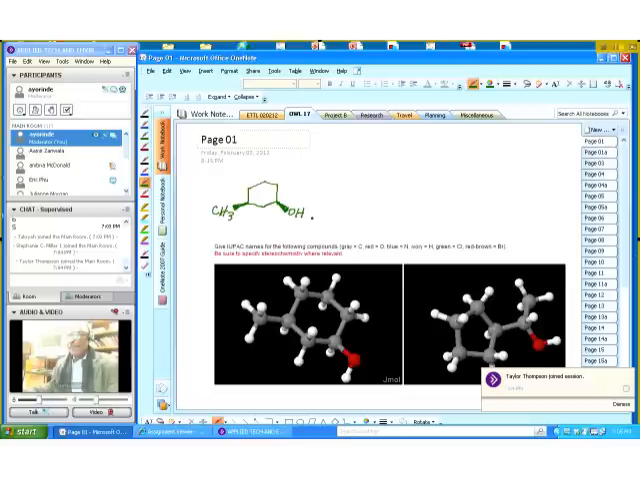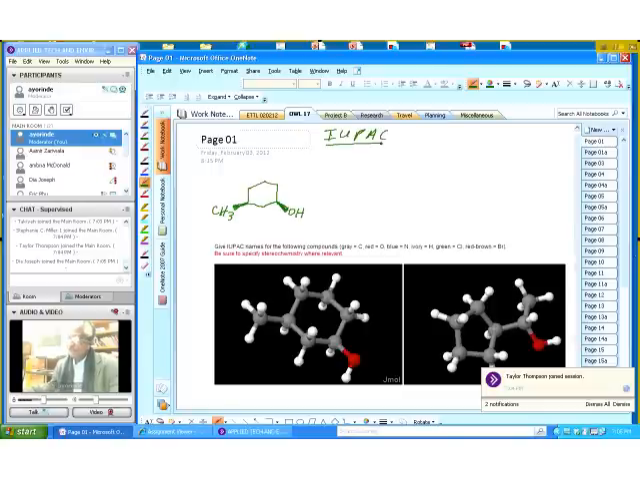What would be the name of this compound? Anybody have an idea what the IUPAC name would be? Okay, 3-methylcyclohexanol. Eric said 3-methylcyclohexanol. Is that correct? Of course, this is position number one. Keep in mind, we have to number the ring system so that we give the substituents the lowest combination of numbers. Therefore, this is position number three.